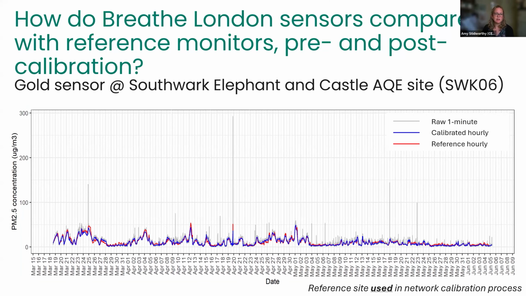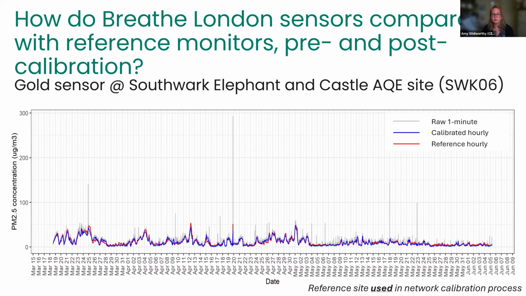So obviously, one key question we're monitoring very carefully is how the sensors compare with reference data. As I said before, we have 3 sensor collocations designated as gold sensors, but only one of these is actively currently used in the calibration process. The other 2 are kept as backup.